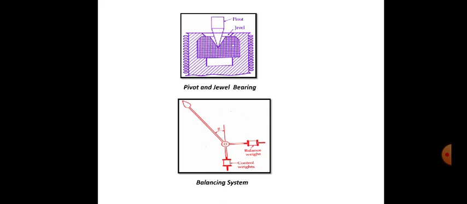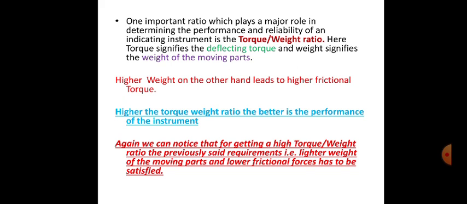Now here we see the pictures of the pivot and jewel bearing arrangement and also the balancing system of an indicating instrument, where we use balance weights to balance the moving system.